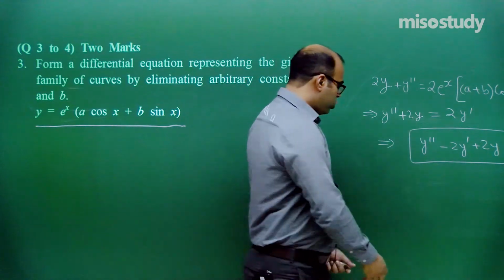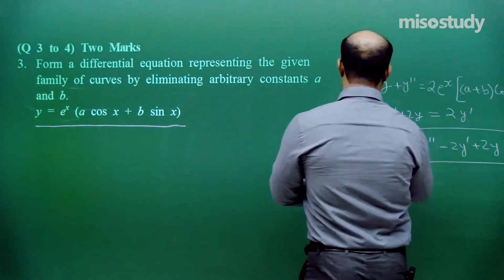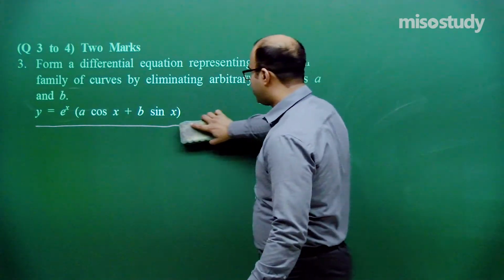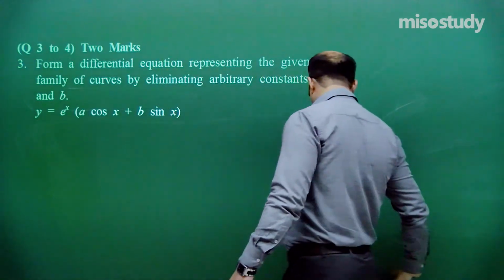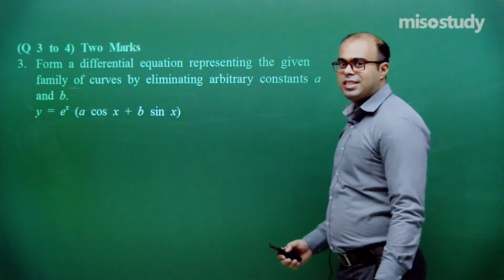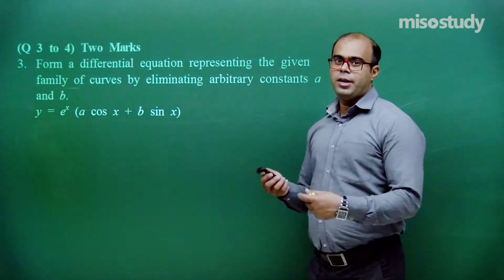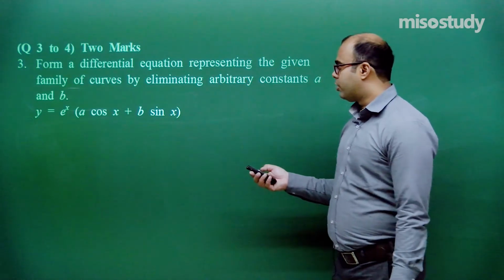Okay students, so this was a little lengthy question and it was of 2 marks. So there was not much of technique involved here. It's straightforward. You have to know that you have to differentiate it 2 times because there are 2 parameters here, so second order, and then you will eliminate those constants by manipulation.